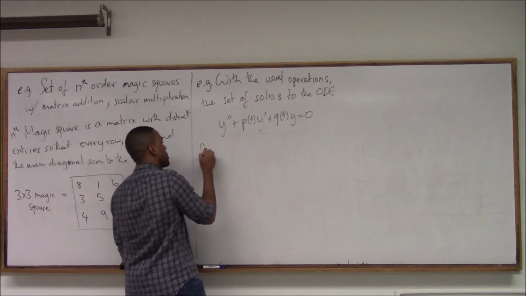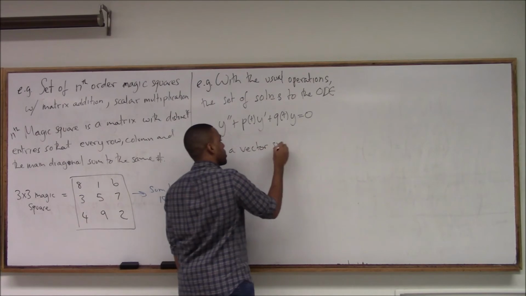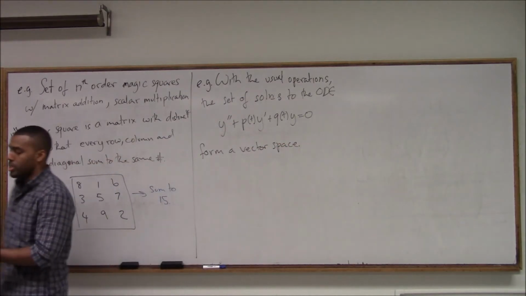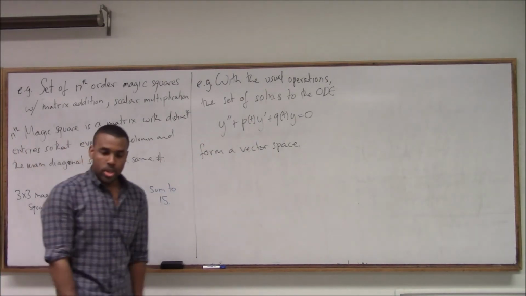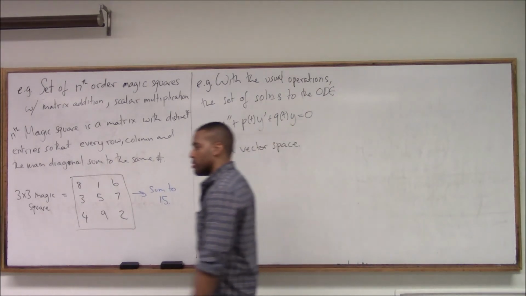And look at all its possible solutions. They form a vector space. In fact, that's true for nth order ODEs, and that's why in differential equations you always had n solutions to an nth order differential equation. We'll see why that is when we start to look at it from a vector space perspective.